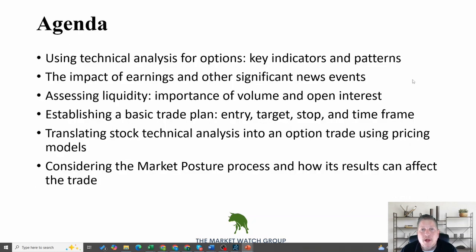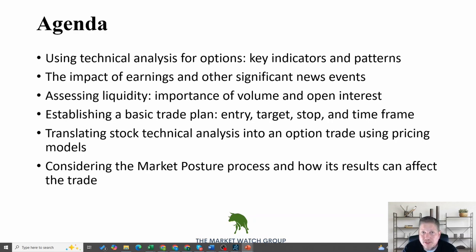Let's think about what we are going to do then. Number 1, we're going to talk about technical analysis for options. What are some key indicators and patterns that we look for that you're going to see over and over again? I want you to understand the impact of earnings and other news, especially significant news, and how that's going to impact particularly options. Options are more sensitive even than the stock to those types of binary events.